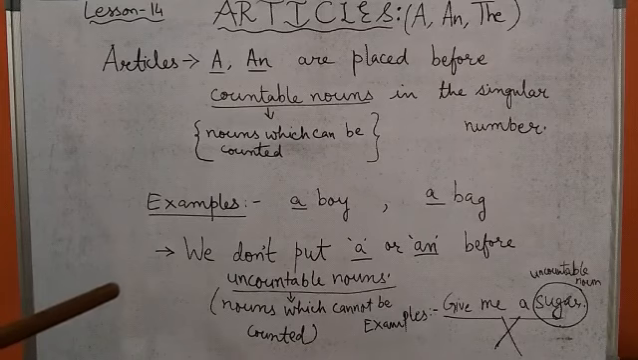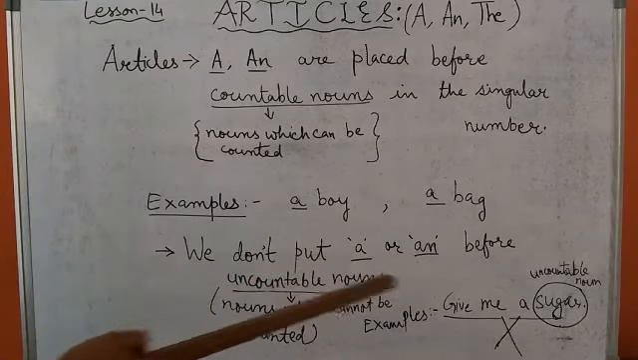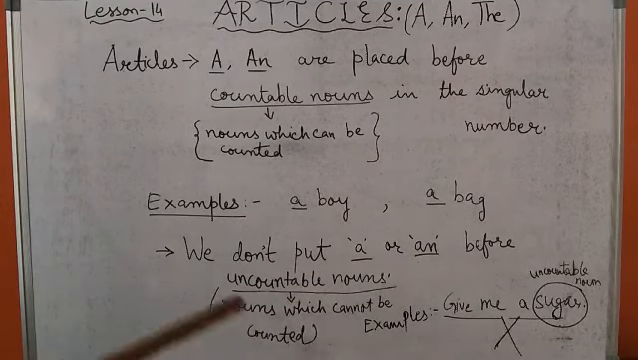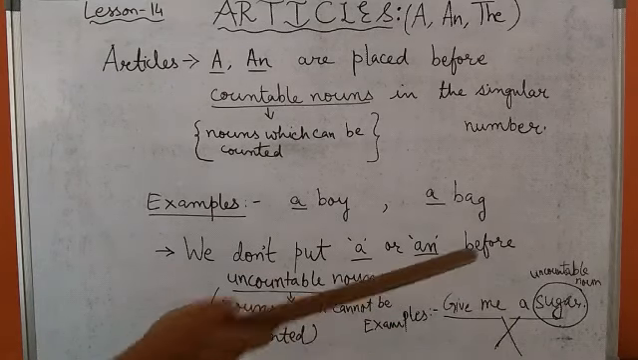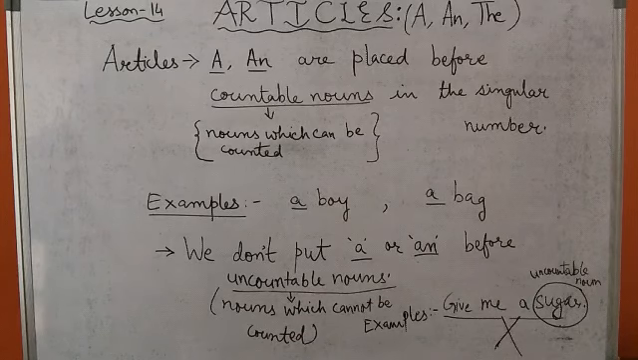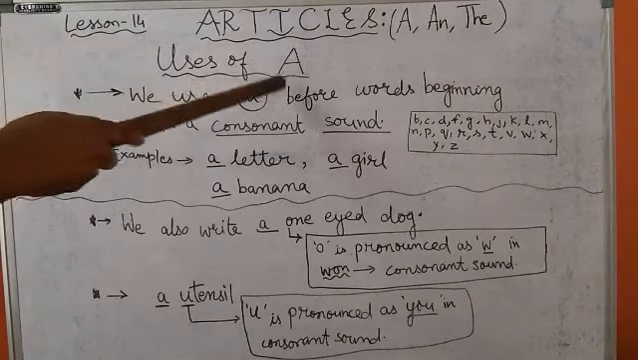Now, second point, important. We don't put a or an before uncountable nouns. Uncountable nouns means nouns which cannot be counted. For example, "give me a sugar." See here, sugar is an uncountable noun. So, sugar cannot be counted. So, we cannot put a or an before uncountable nouns. We will study about uses of a.